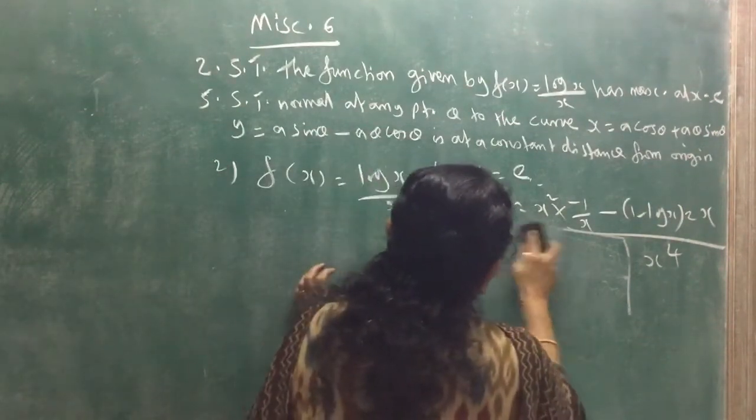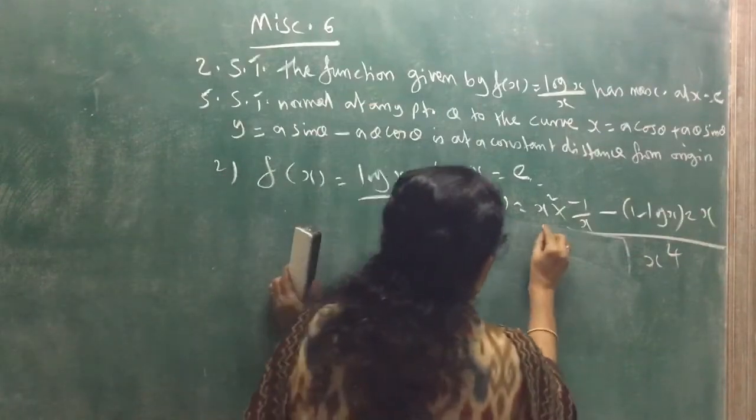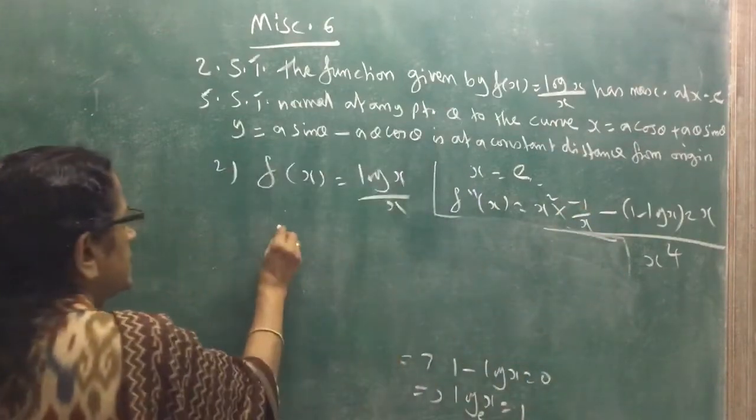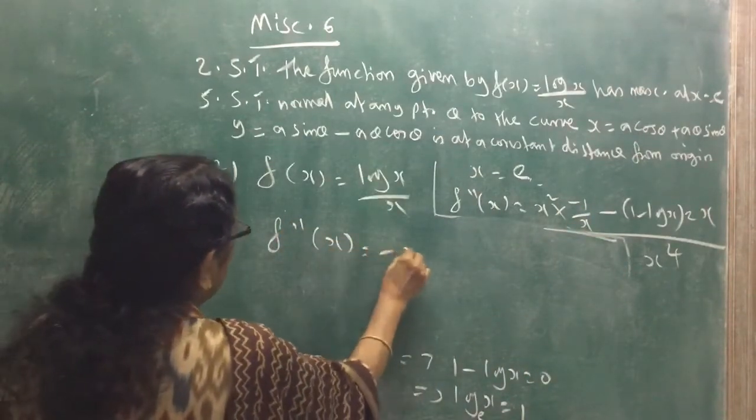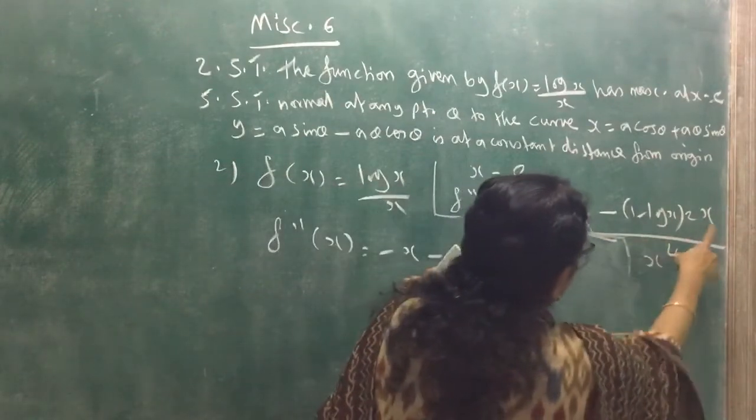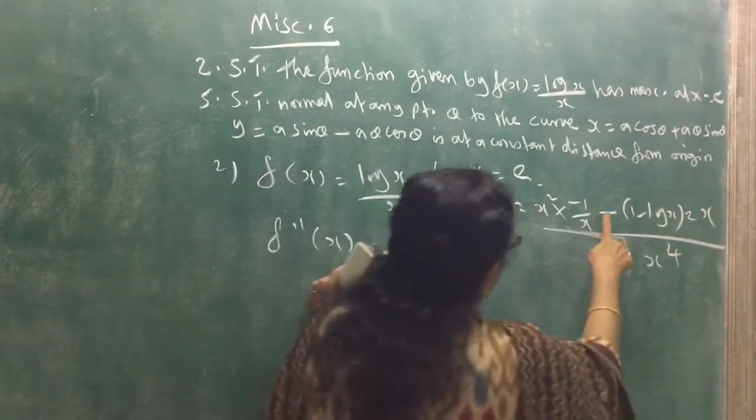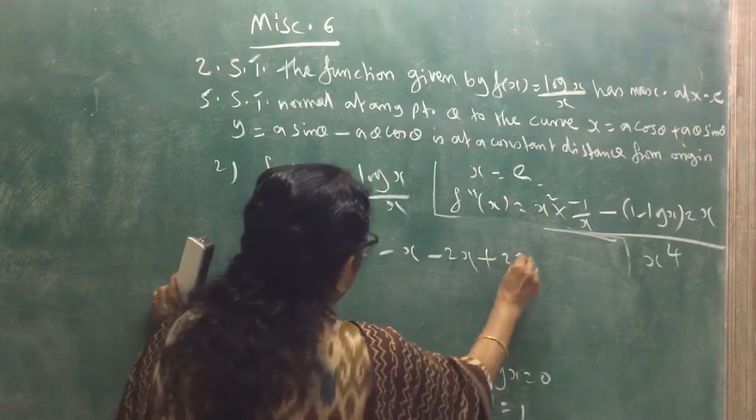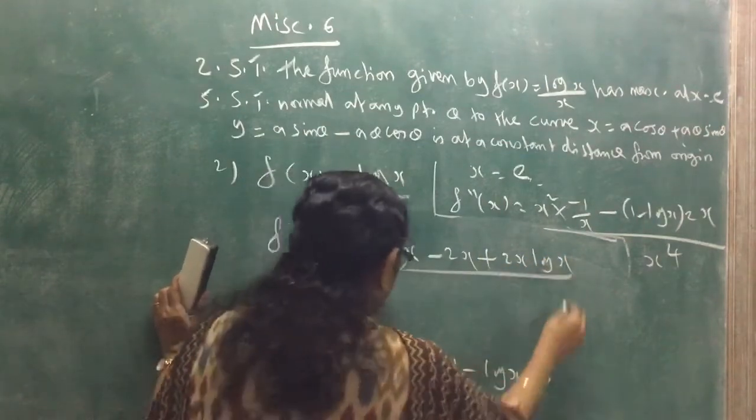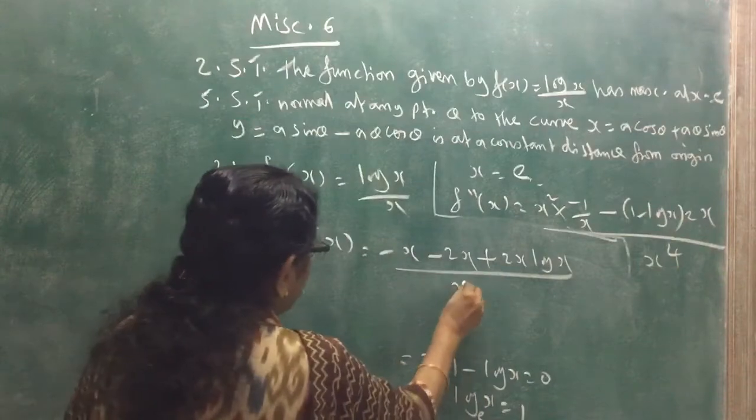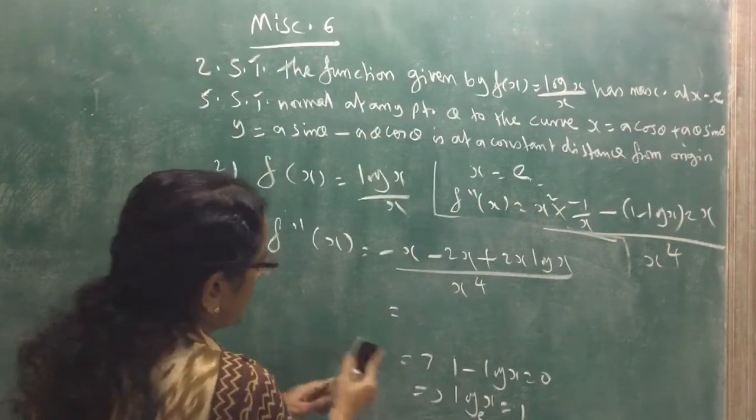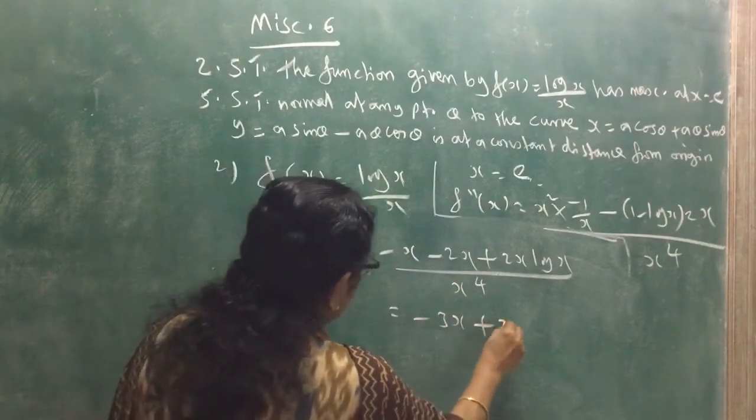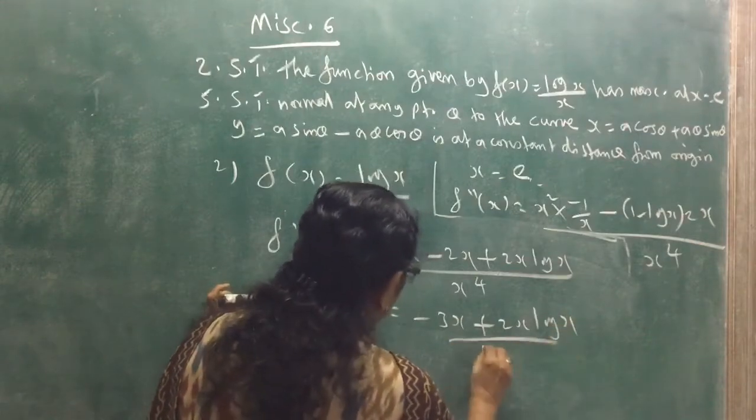here x square, 1 by x we can cancel, x into minus 1. So f double dash x equal to minus x minus 2x into 1, then minus 2x into minus log x, that is plus 2x log x, whole divided by denominator x raised to 4. So that is equal to minus x minus 2x, minus 3x plus 2x log x, whole divided by x raised to 4.